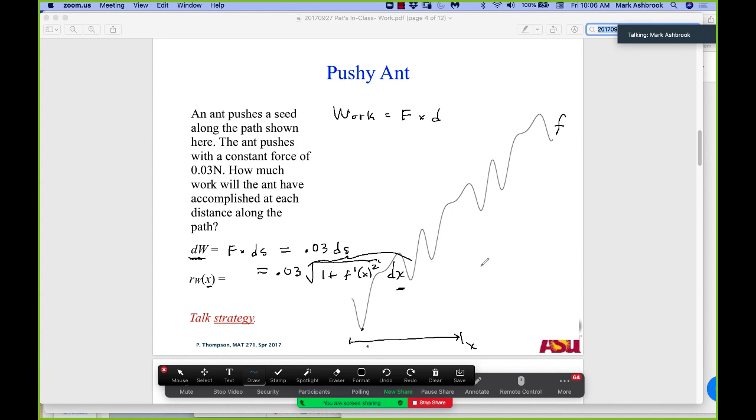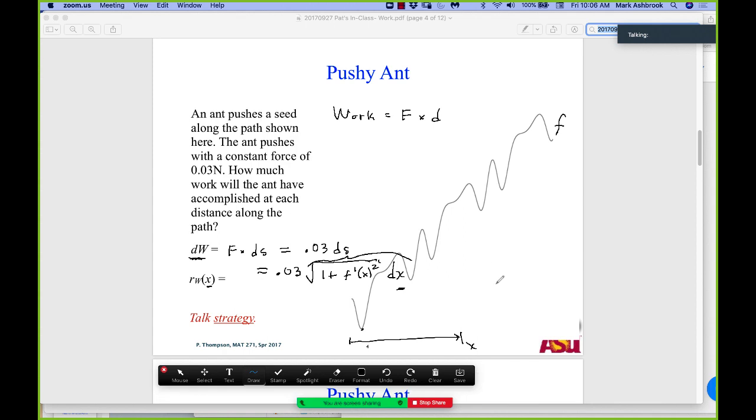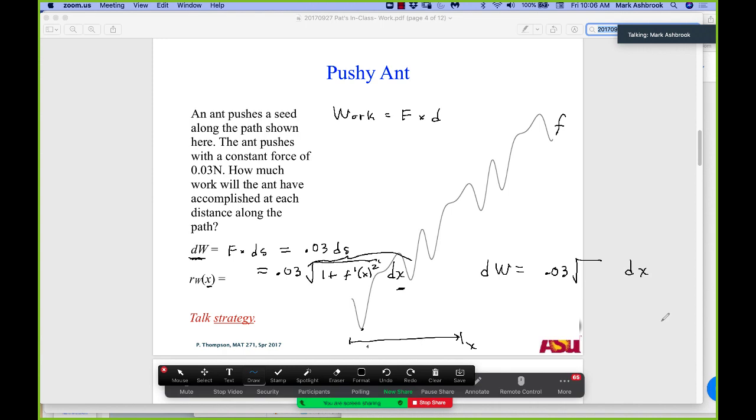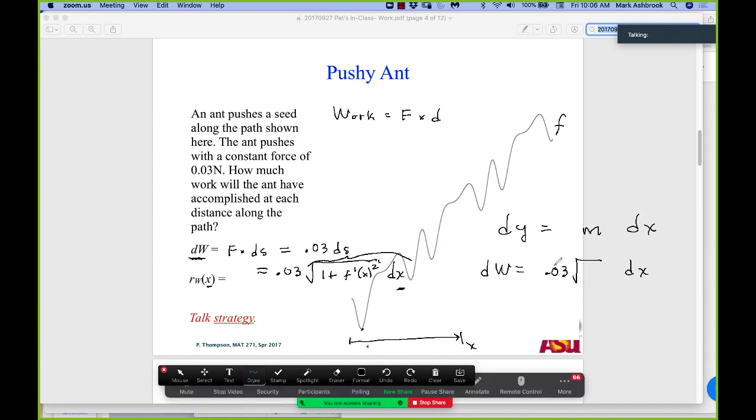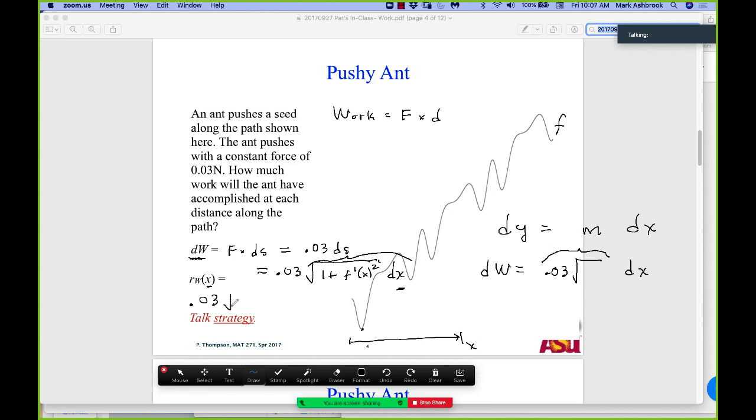What's the rate of change of work then? I have dW equals what? 0.03 times the square root dx. What's the rate of change? 1 plus f prime squared. So 0.03 and, yes, remember, dy equals m dx. Now our y quantity is work. So this is our rate of change: 0.03 times the square root of 1 plus f prime of x squared.